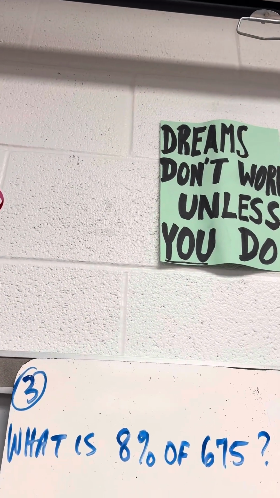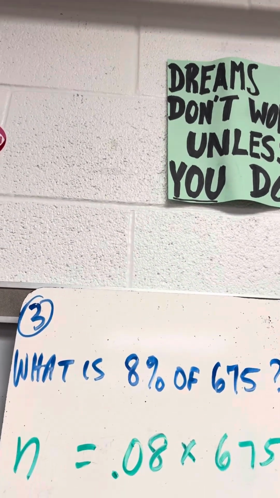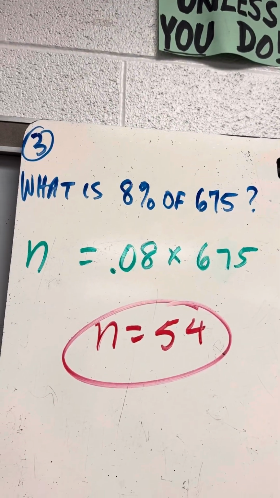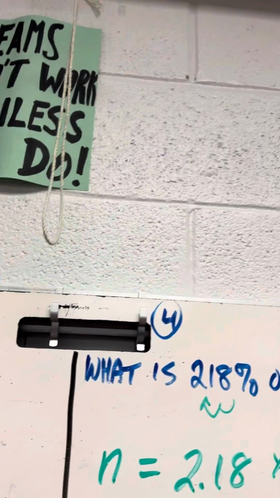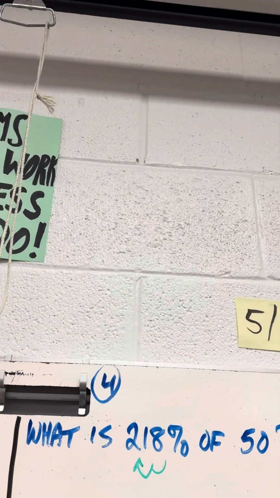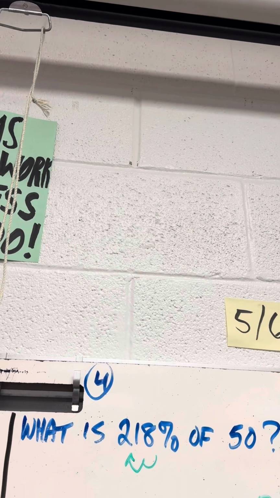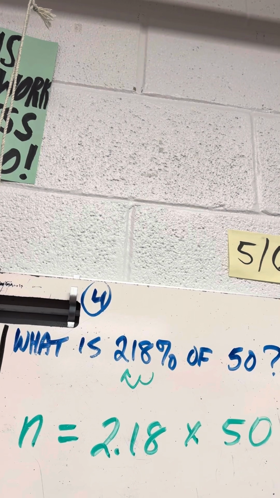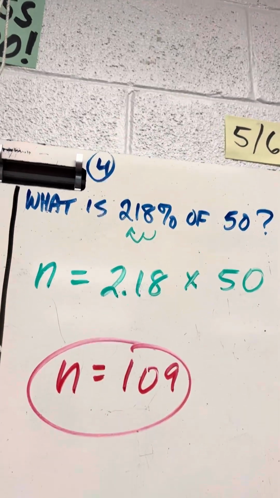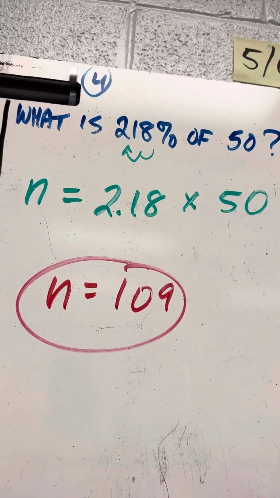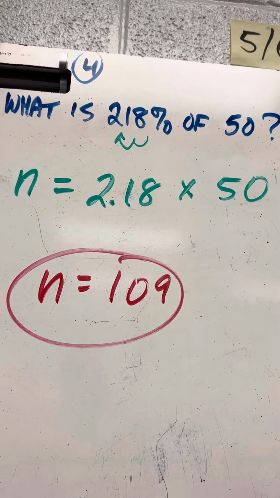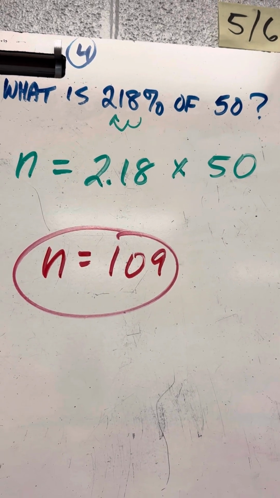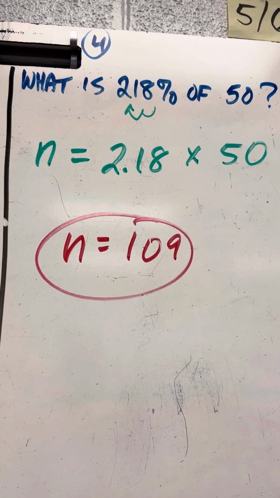8% of 675. How do you write 8%? That's 0.08 times 675 is 54. What about 218%? How do you write 218% as a decimal? 2.18. So what's 2.18 times 50? 109. And hopefully that makes sense because 100% of 50 is 50. 200% of 50 would be 100. So 218% would be something a little more than 100, right?